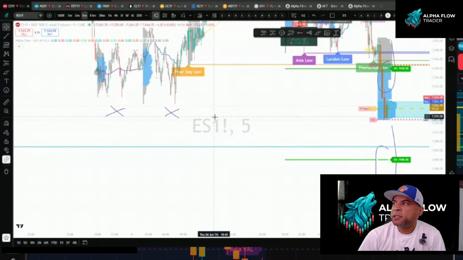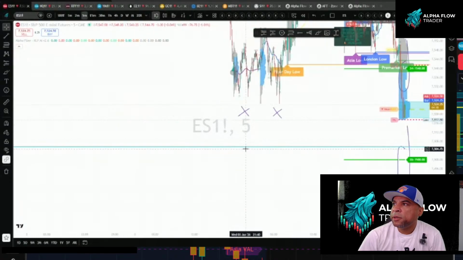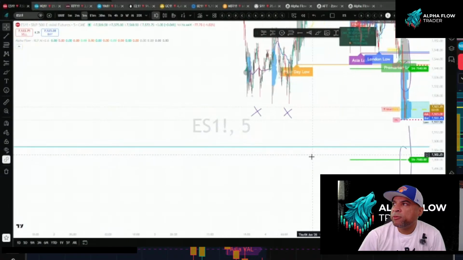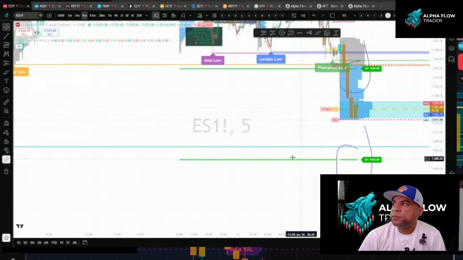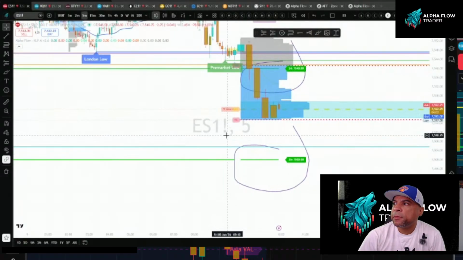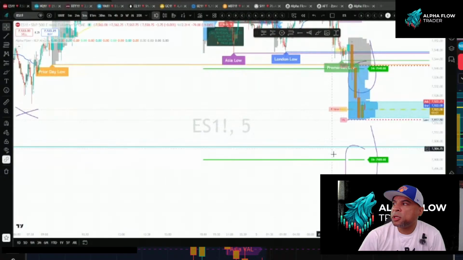All right, so ES found a little stopping point. I'm wondering if it's taking out these lows here before reversing. Ideally, it would come down and at least take out prior week's low and hit our S5 before showing us some strength back to the upside. We'll see if ES wants to keep trending downwards.